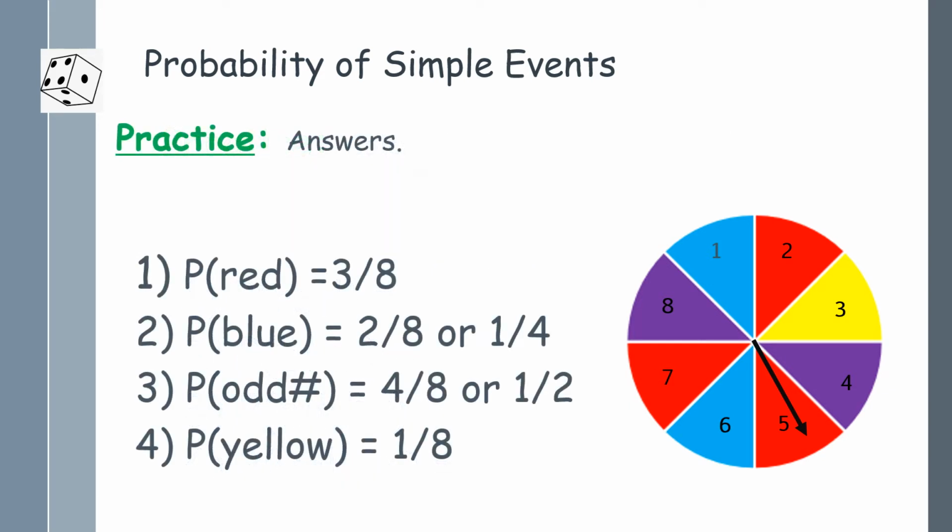So we should have gotten the following. The probability of landing in a red space was 3 out of 8. Blue was 2 out of 8, which we could simplify to 1 out of 4. Odd numbers, there are 4 odd numbers, 1, 3, 5, and 7. So that would be 4 out of 8, simplifying to 1/2. And the probability of landing on a yellow space was 1 out of 8.